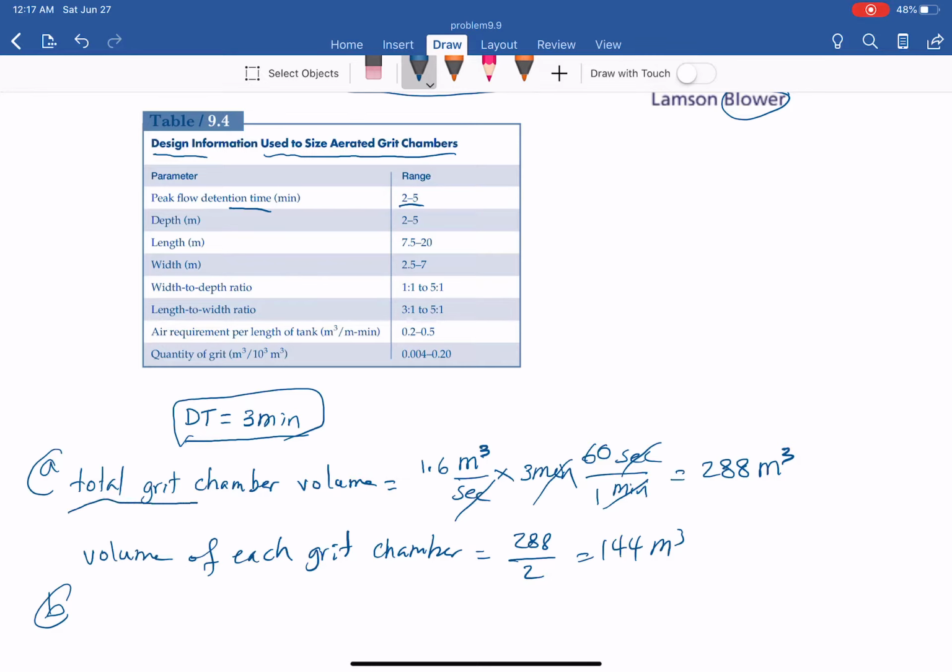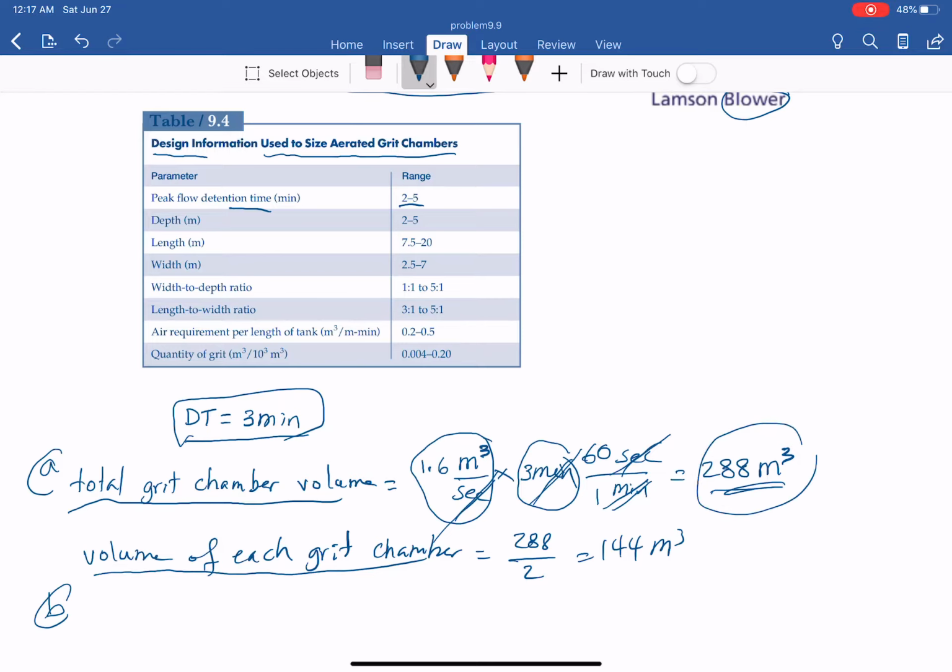So the total grit chamber volume is found by multiplying the peak hourly flow times the assumed detention time, 3 minutes, and of course converting minutes to seconds. So minutes will cancel with minutes, seconds with seconds, and you'll end up with 288 meter cube, and that is the total volume of grit. Now we have 2 chambers, so you divide this by 2, because every chamber will have a volume of 144 meter cube. Okay, so we are done with this.